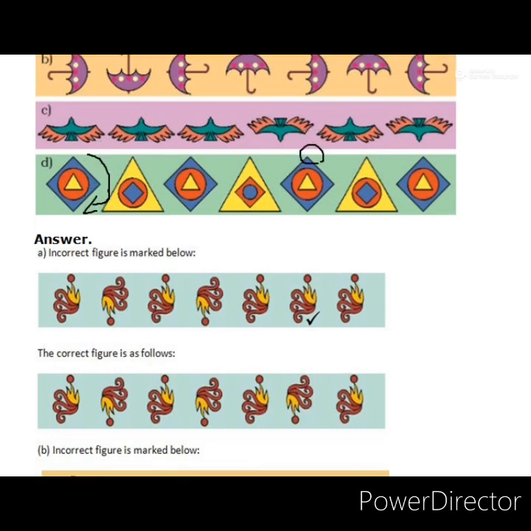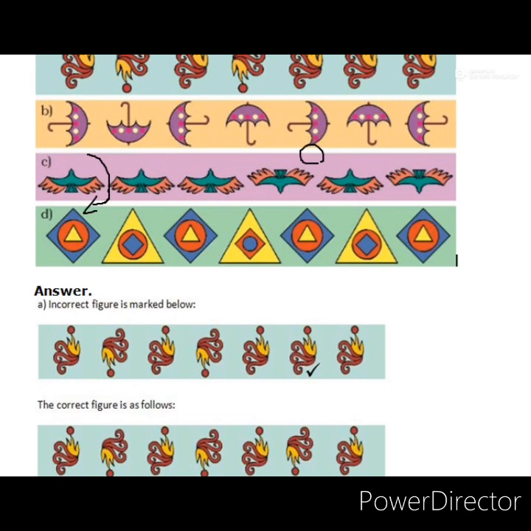Now we'll move to the second question. Question B. Here we have been given the figure or pattern of an umbrella. In this umbrella, the opened position of the umbrella part is on the right side. After that, it has taken a clockwise direction turn. The umbrella is turning clockwise. Here, see the first figure, second figure, third figure and fourth figure.